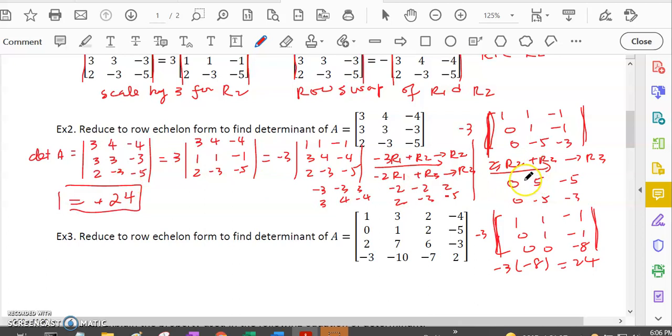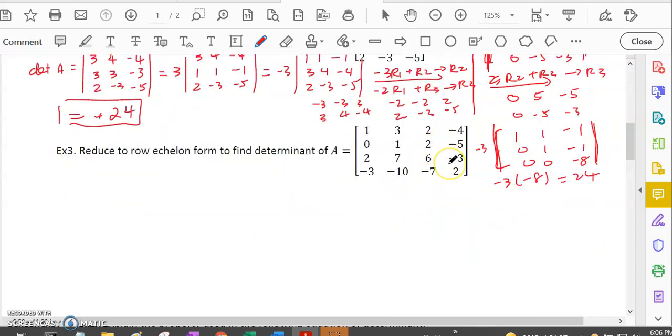Use elementary row operations along the way. If there is a scaling, you move it out. If there's a switch of rows, you do negative.